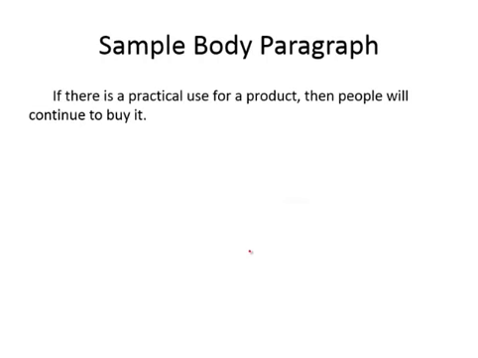Let's see it. Here's my first sentence. If there is a practical use for a product, then people will continue to buy it. Notice how general this is. There's no mention of newspapers or of the internet. It just gives a concept, an idea that I can apply for my more specific opinion about newspapers in later sentences.